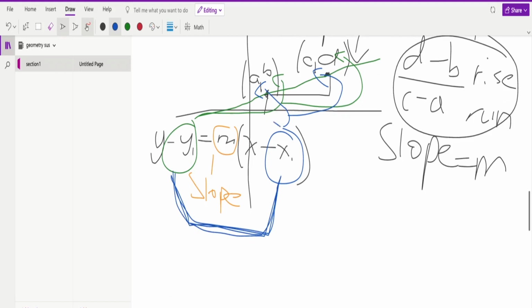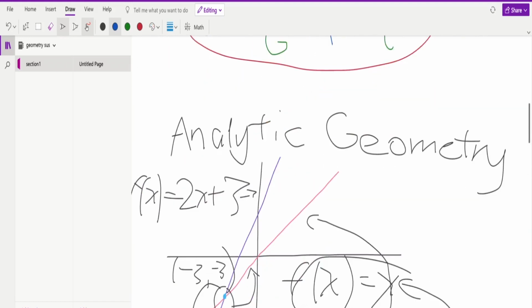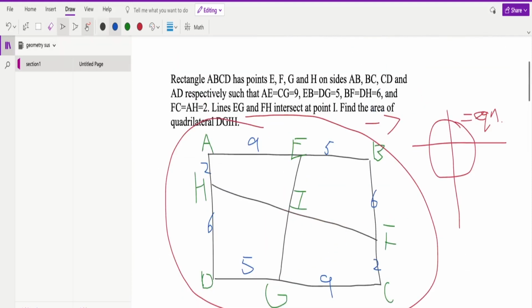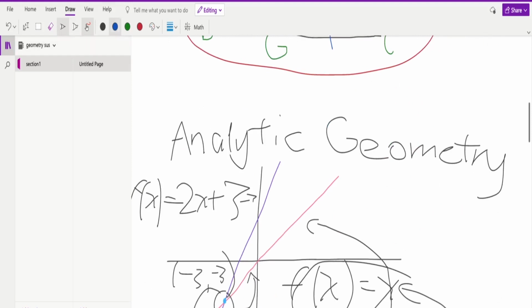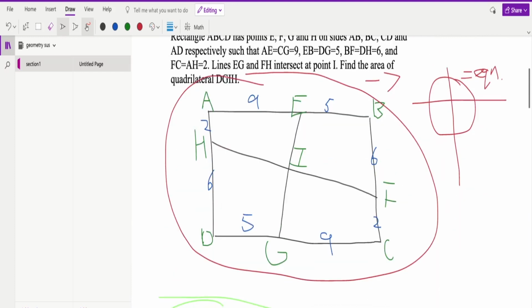So now we know this. This is our point slope form, and this is how we find our intersection between two lines. So going up here, we're going to use, again, this is called analytic geometry, and we're going to put this problem onto the coordinate plane. So we're going to graph this on the coordinate plane. I think it's easiest if we go in the top right quadrant.